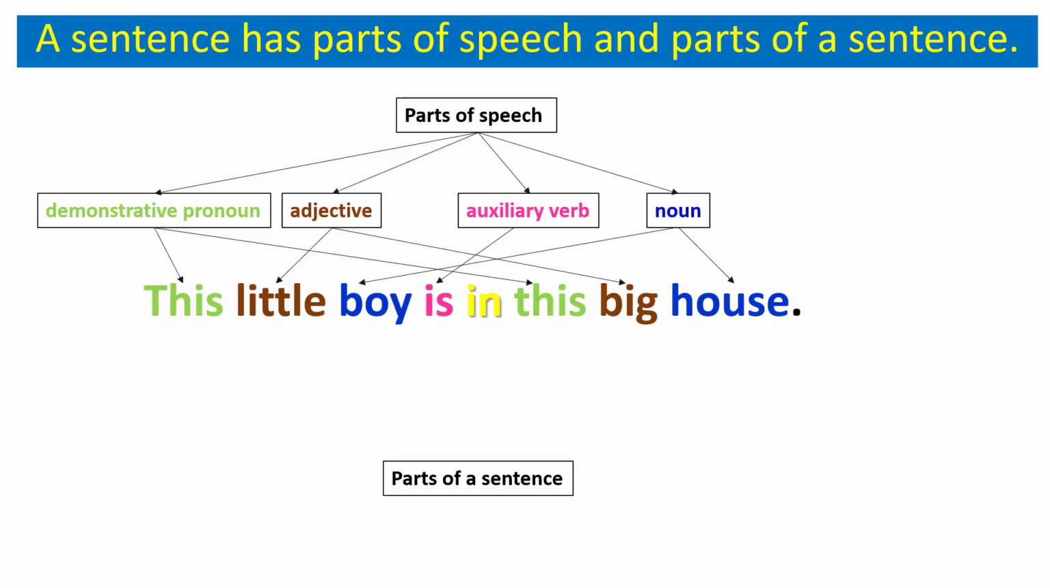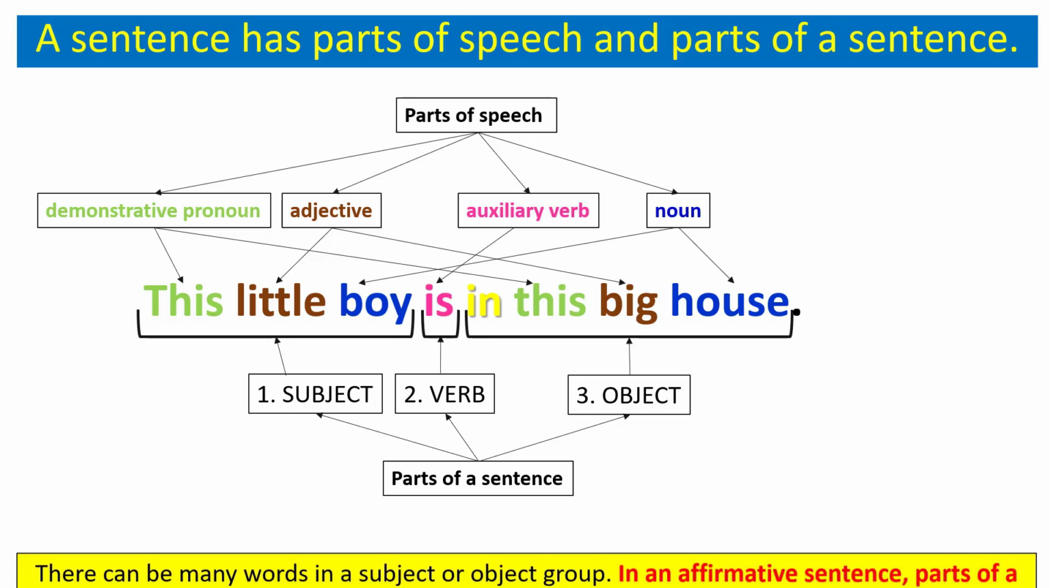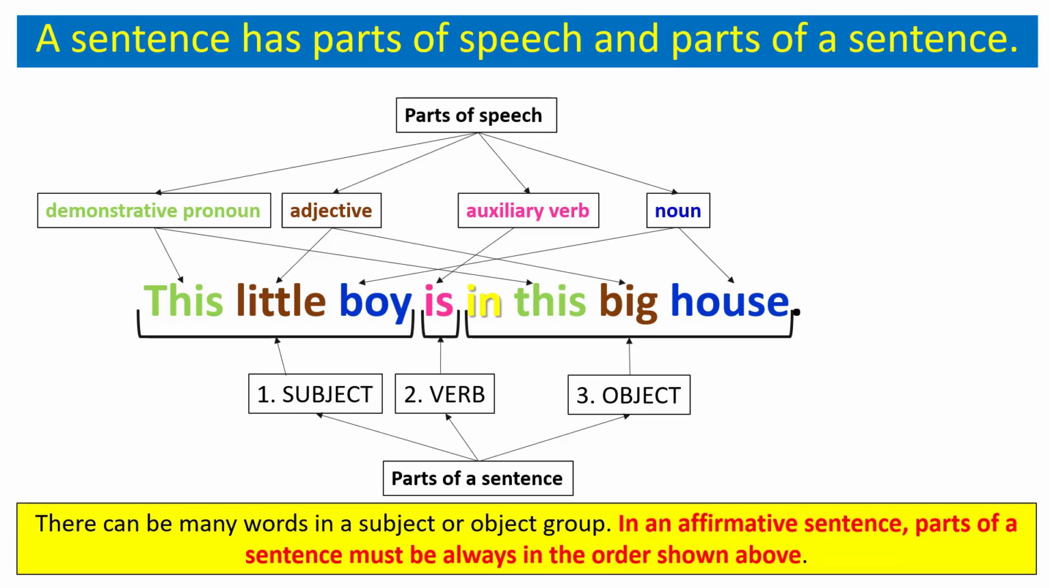Parts of a sentence. Subject. Verb. Object. There can be many words in a subject or object group. In an affirmative sentence, parts of a sentence must always be in the order shown above.